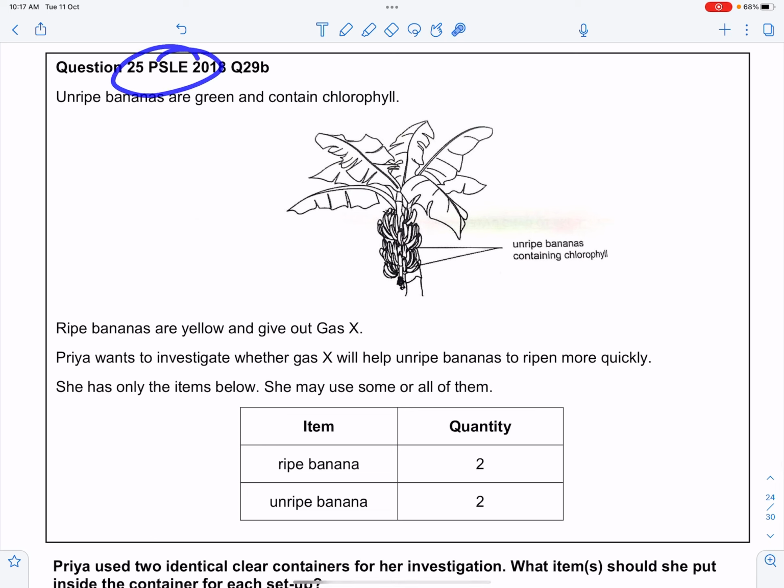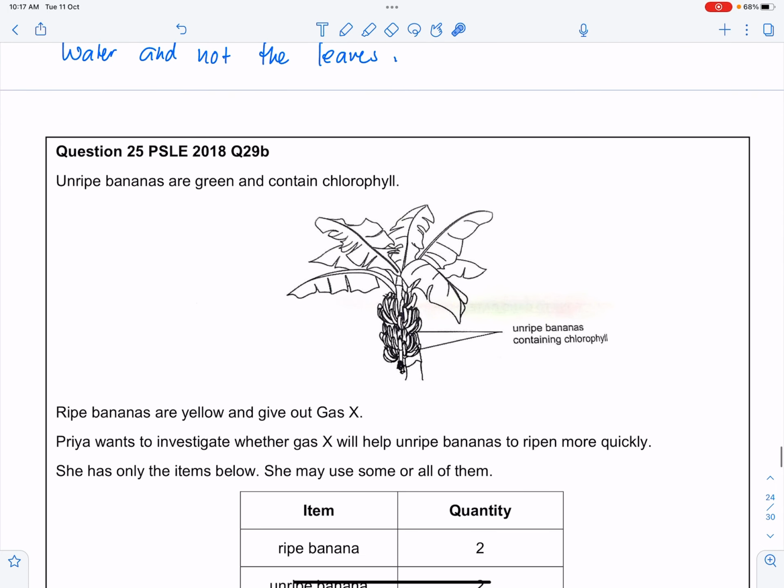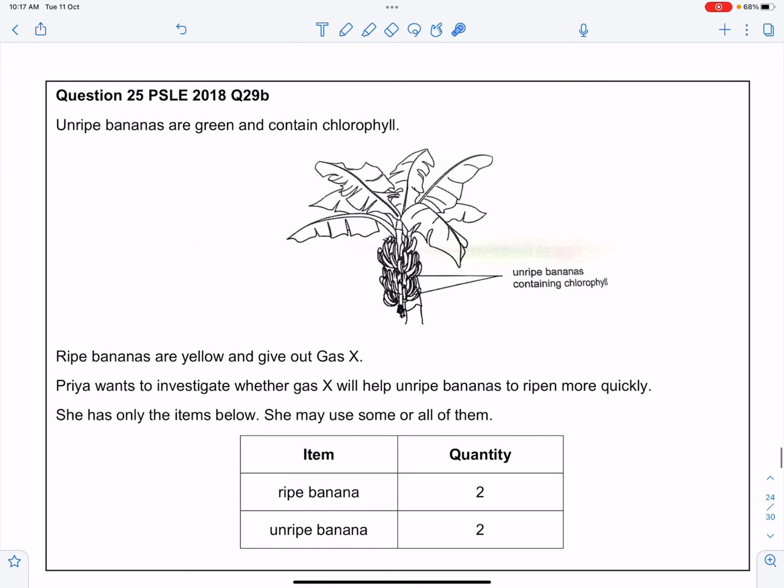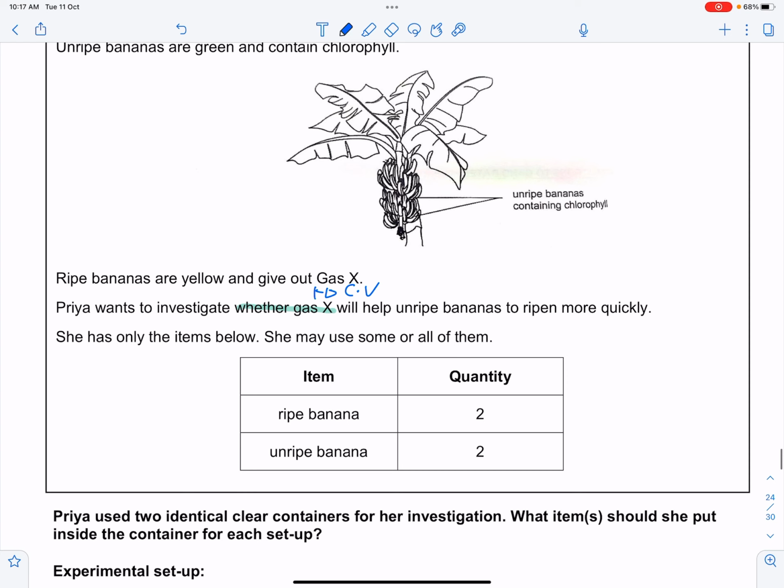This is an actual PSLE question. Sorry, I forgot to tell you all that sometimes the question will tell you from which year the PSLE question came up. Unripe bananas are green and contain chlorophyll. Ripe bananas are yellow and give out gas X. Priya wants to investigate whether gas X will help unripe bananas to ripen more quickly. So this is the one that we want to investigate, so this is also our change variable. Okay? She has only the items below.